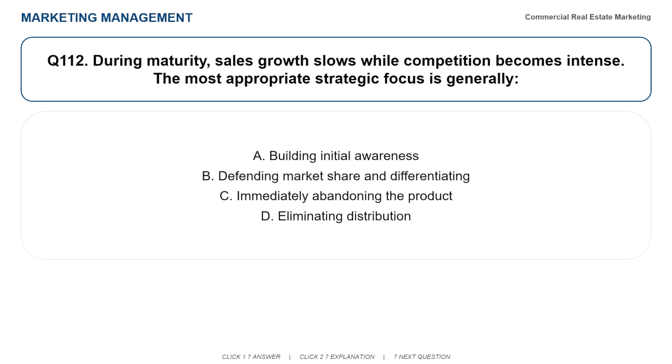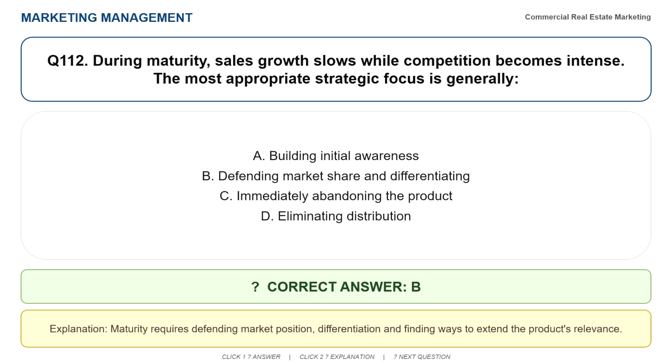Question 112. During maturity, sales growth slows while competition becomes intense. The most appropriate strategic focus is generally: Option A, building initial awareness. Option B, defending market share and differentiating. Option C, immediately abandoning the product. Option D, eliminating distribution. The correct answer is B. Explanation. Maturity requires defending market position, differentiation, and finding ways to extend the product's relevance.